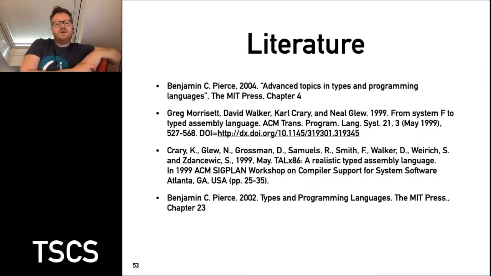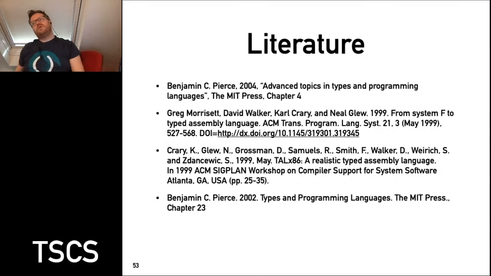Slightly over time, but I close with this set to literature. So what we handled today is basically chapter 4 in the Advanced Types book. In the Types and Programming Languages book, if you want to read up on polymorphic quantified types, this is chapter 23. I took that from there, but only the things that we actually need to make it useful.